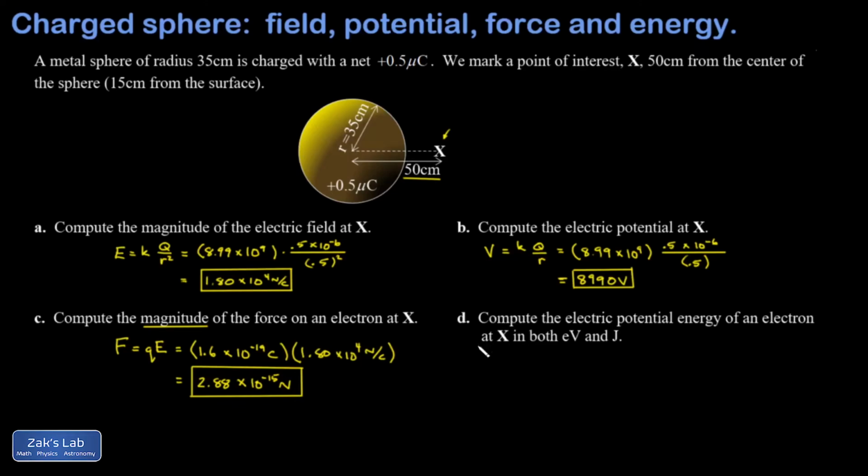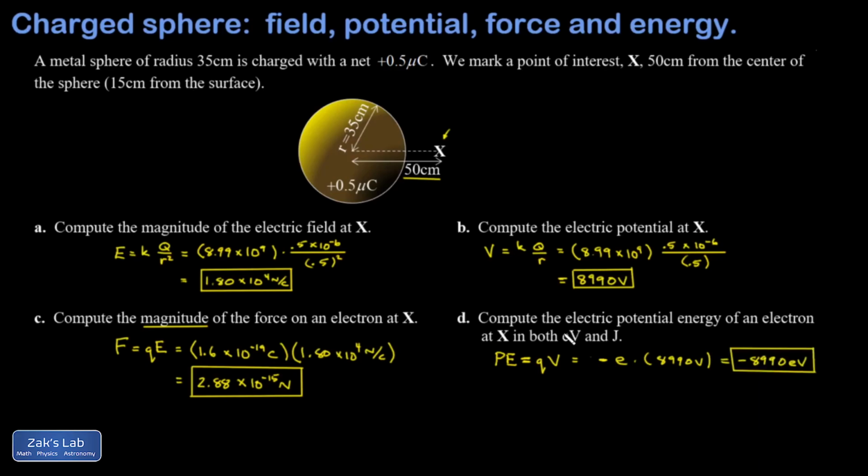So let's work in electron-volts first. And here's how simple it is. I have an electron sitting at 8,990 volts. I still have to keep the minus sign on the electron, but I have negative, the charge of an electron, and the voltage, 8,990 volts. Again, these are unlike charges, so I should have a negative potential energy. And I just get negative 8,990 electron volts.